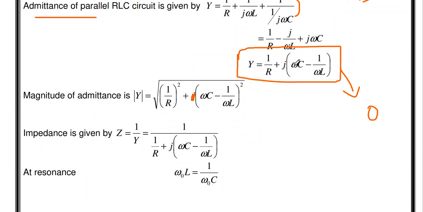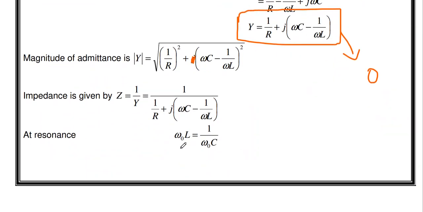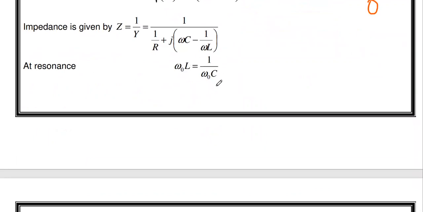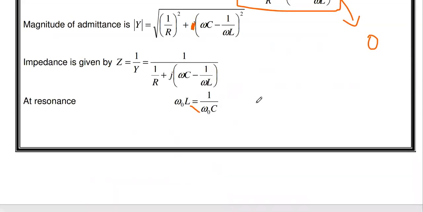What is the imaginary part? Omega C minus 1 by omega L equal to 0. That is also another method to find the resonant frequency. So in order to find the resonant frequency, equate the imaginary part of this admittance equation to 0. So omega C minus 1 by omega L equal to 0 means we can write it as omega naught L equal to 1 by omega naught C. So you just cross multiply, and we get omega naught squared into LC equal to 1.